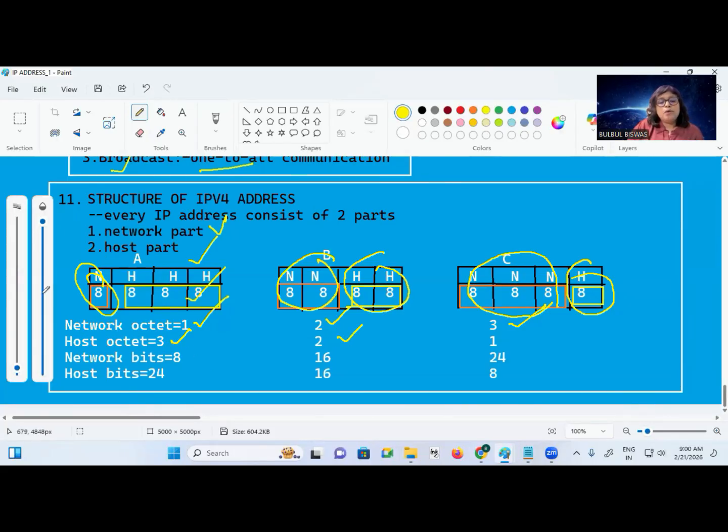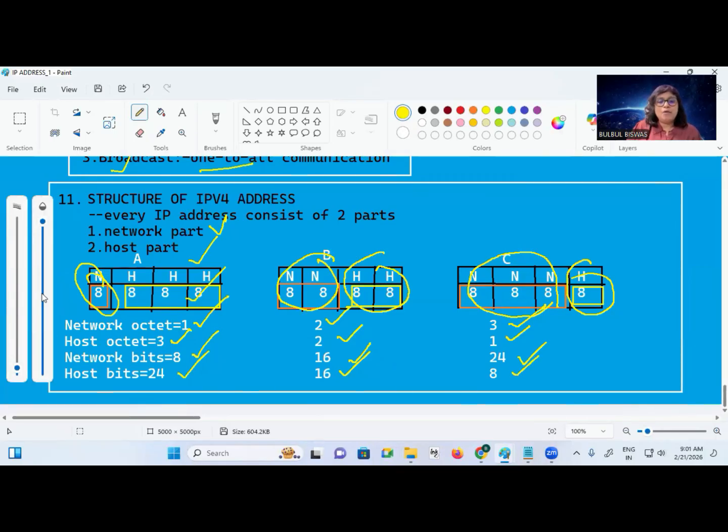In case of class B, host octets are 2. And the host octet of class C is 1. Now I'm saying the same thing in the format of bits. In class A, 8 bits are network, 16 network bits in B, and 24 network bits in class C. In case of class A, 24 bits are host, 16 bits are host for class B, and in case of class C, 8 bits.